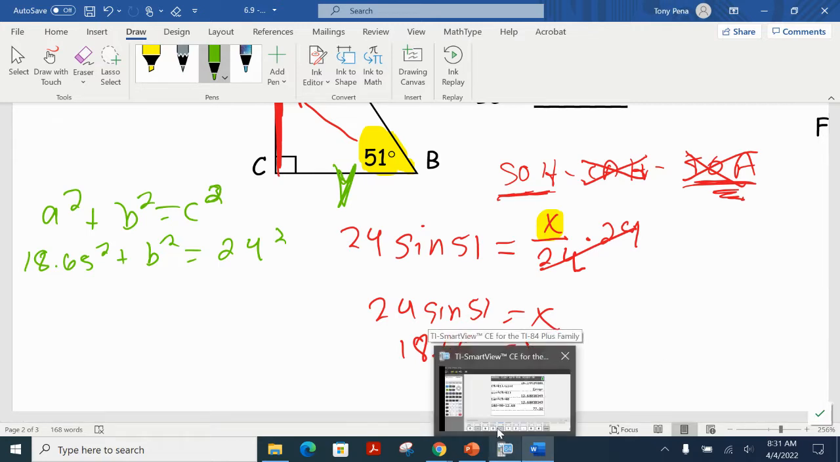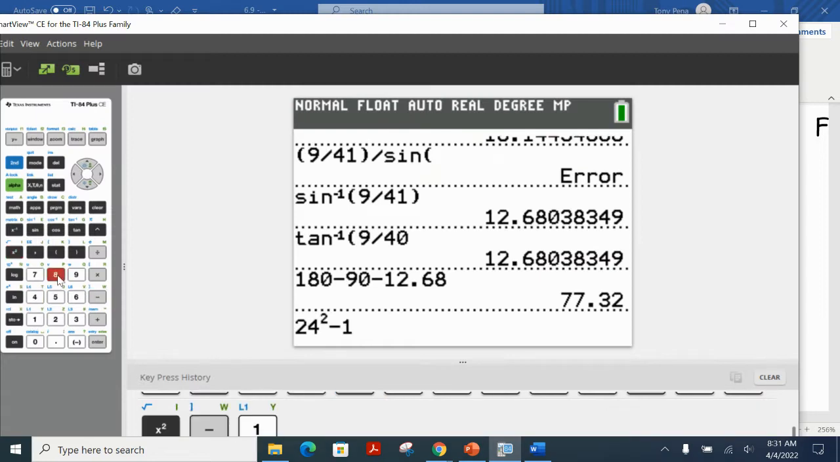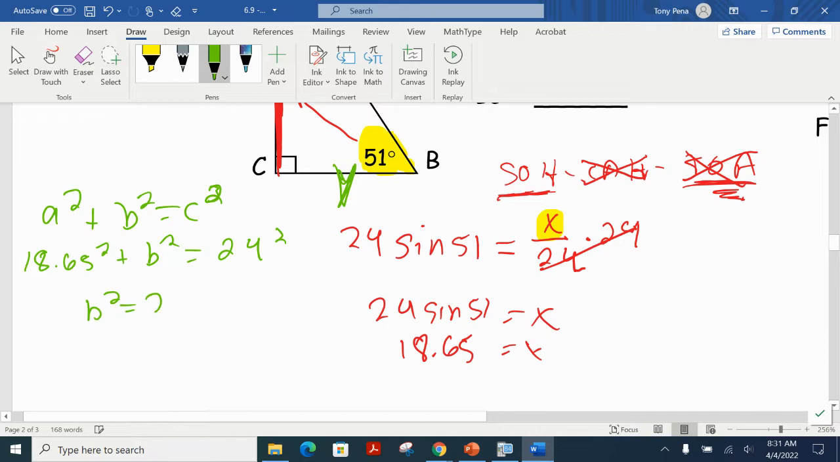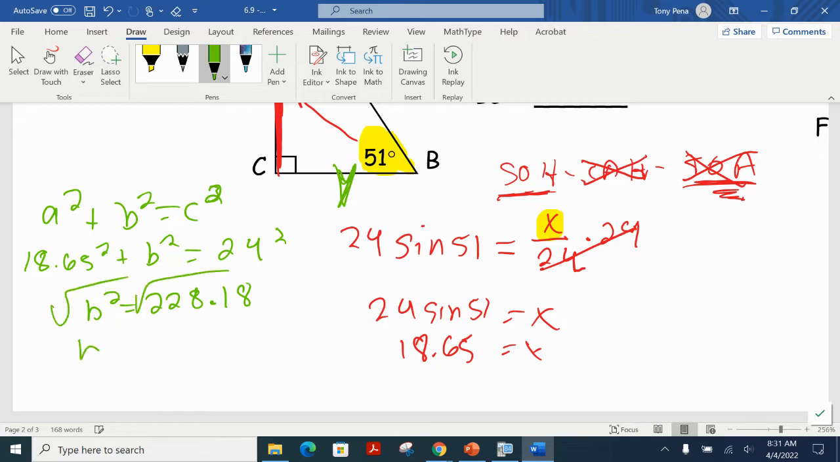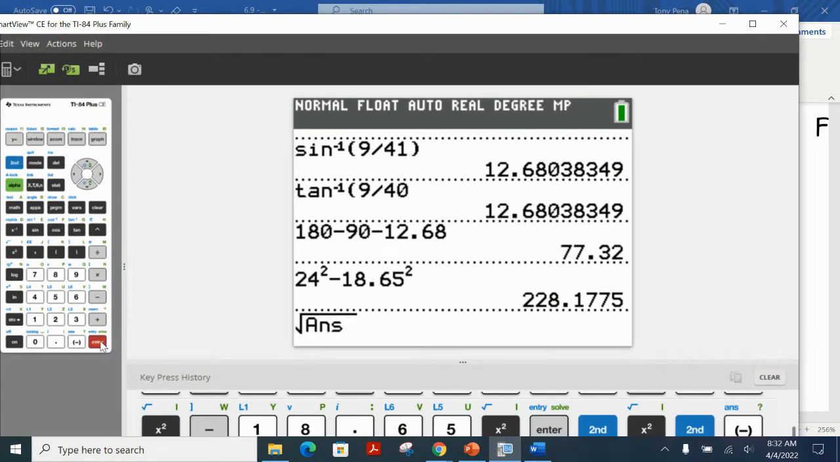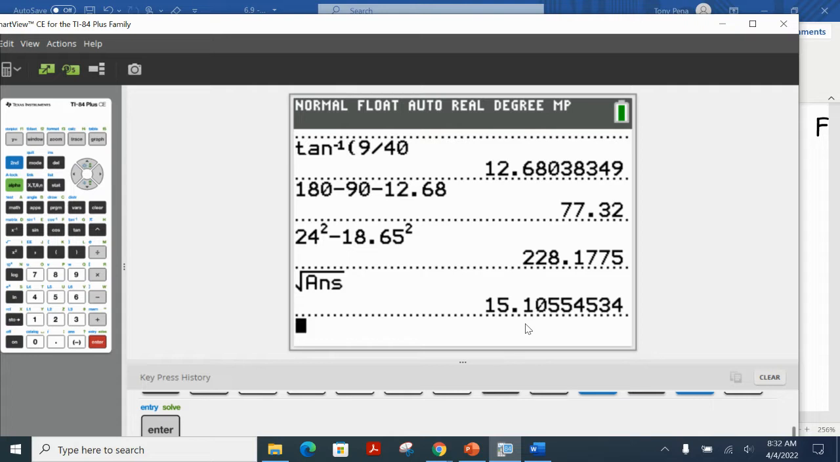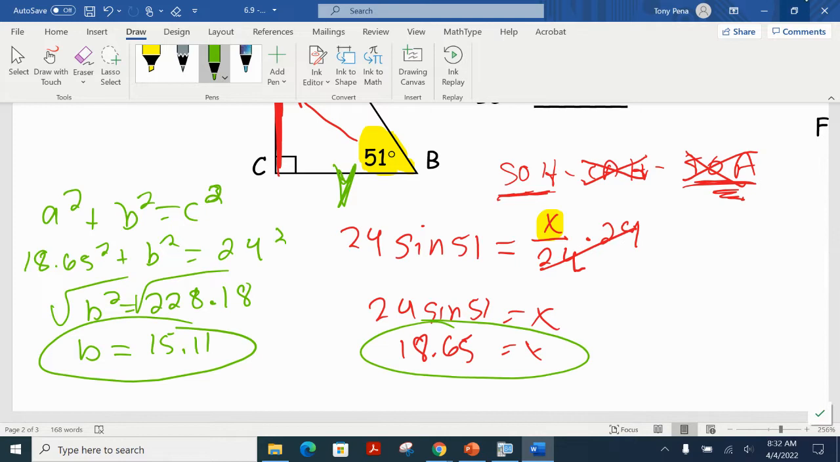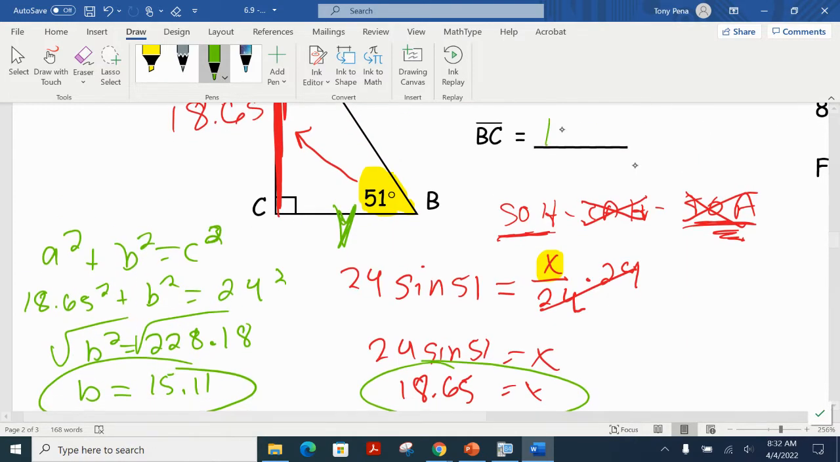So let me throw this into the calculator, 24 and 18.65. 228.18. All right, so make sure you get b squared to be 228.18 if you squared them all and then subtract over. From there, we take the square root of both sides. We go ahead and do the square root of the answer that we just got, and we should get 15.11. All right, getting that. And then that's our length. All right, so we have both sides now, 18.65, 15.11. Put them into the right spot here. All right, and then those are our two answers.